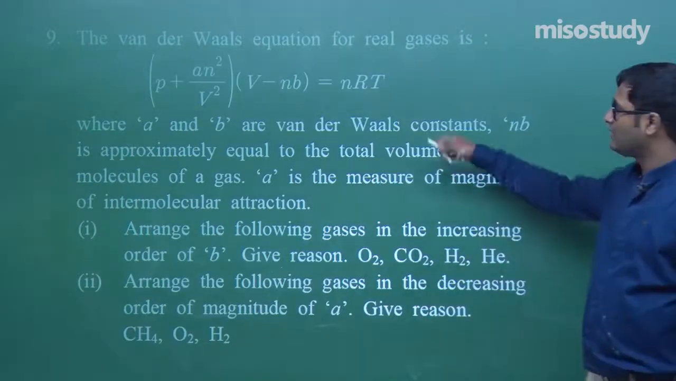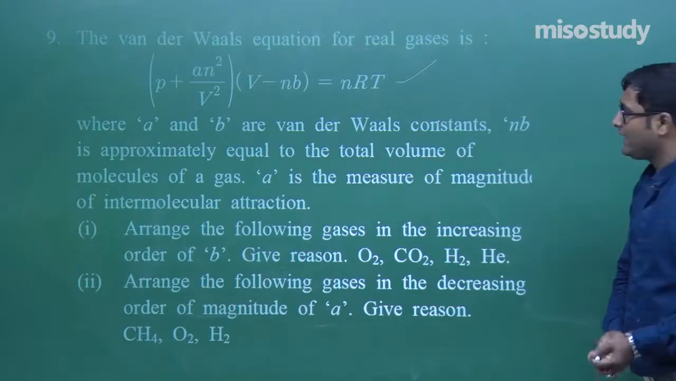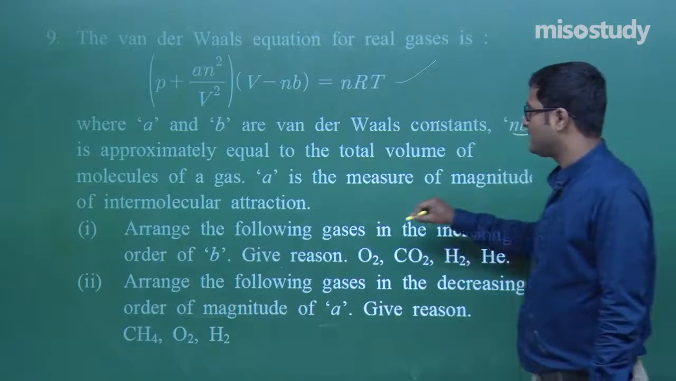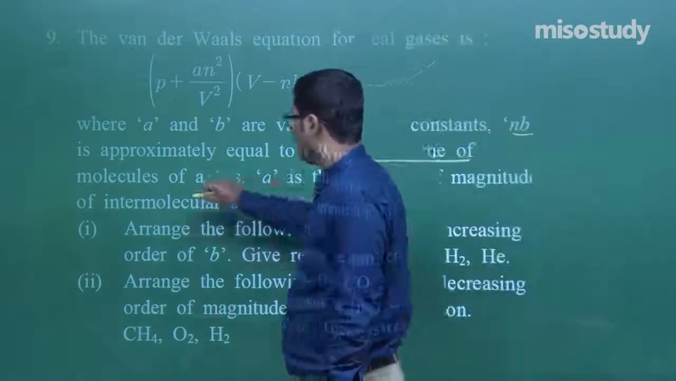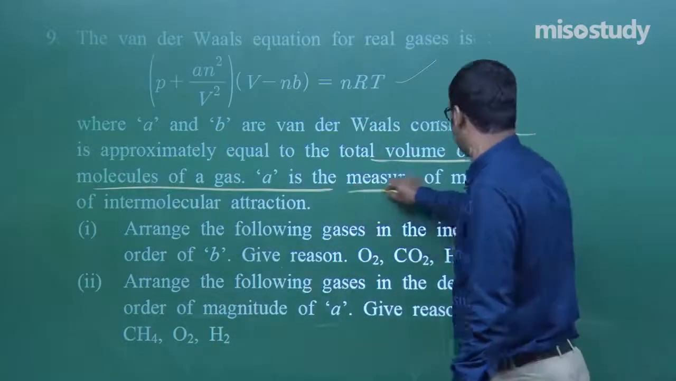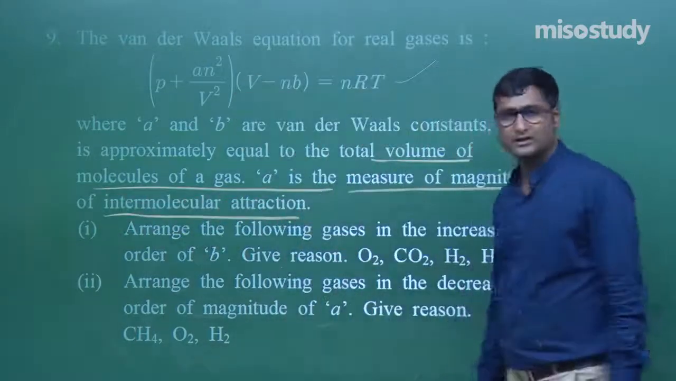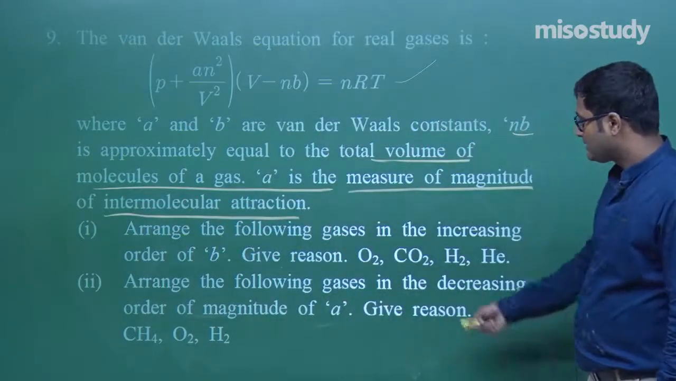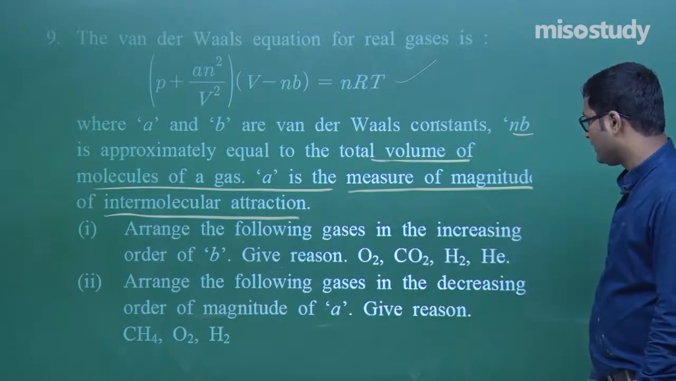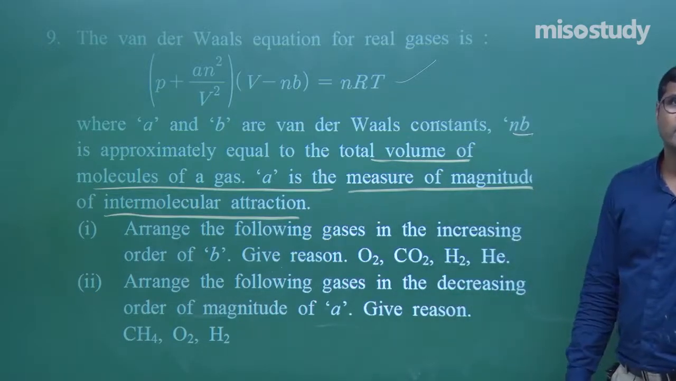This is the van der Waals gas equation, where a and b are van der Waals constants and nb is approximately equal to the total volume of the molecules of a gas. a is the measure of the magnitude of intermolecular force of attraction. As I told you earlier, arrange the following gases in increasing order of b. Give reason. As we know, if the size increases, the value increases.